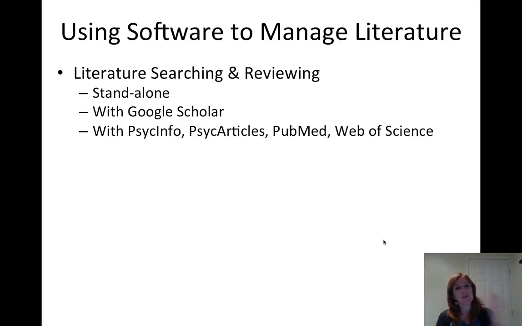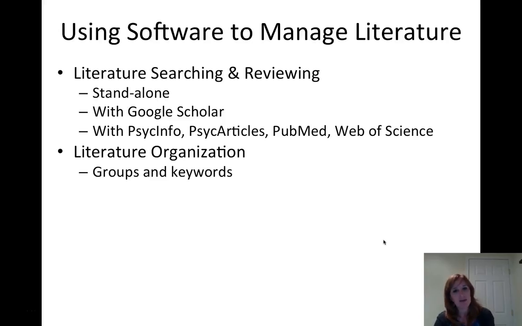So as I said, using software to manage literature I think is brilliant. I started doing this in grad school and can't imagine a point at which I didn't do this. Using software can help you search for literature and review literature. It integrates with Google Scholar, as I showed you before. It also integrates with PsycInfo, PsycArticles, PubMed. This helps you organize your literature, and so you can have groups, you can search by keywords. You can also store all of your PDFs within there.